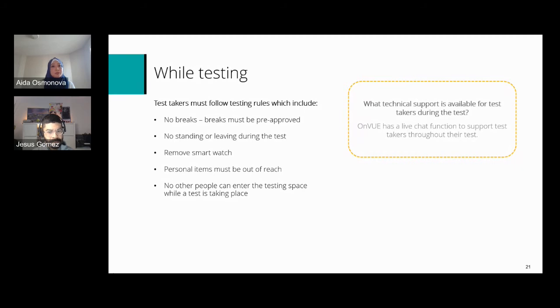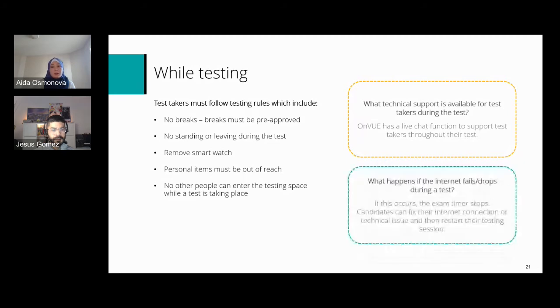And if you have any questions during the test, then you would have the OnView live chat to speak to the proctor and to fix your issues. If you have any internet connectivity issues or any kind of troubleshooting request, then you can use the OnView live chat. What happens if the internet fails? Your test will stop, the exam timer will stop, and you would have a chance to fix the internet connection and come back to the same spot where you left off the exam. So you have a chance to continue.